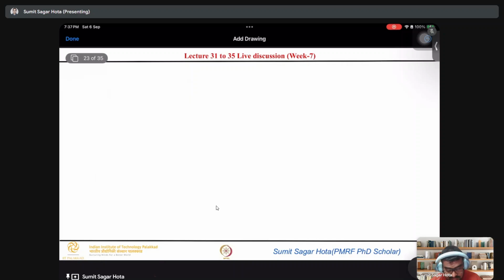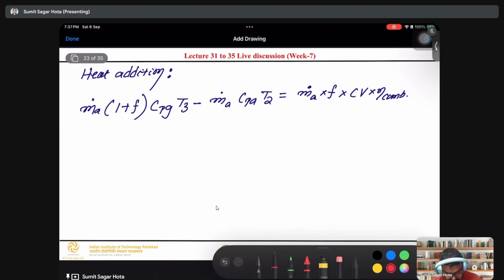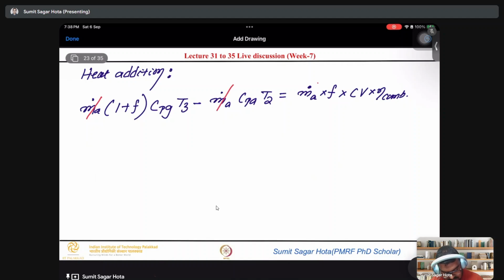Just write down the heat balance. m dot A into (1 plus F) into CPG into T3 minus m dot A into CPA into T2 is equal to m dot A into F into Cv into combustion efficiency. So m dot A and m dot A get cancelled.